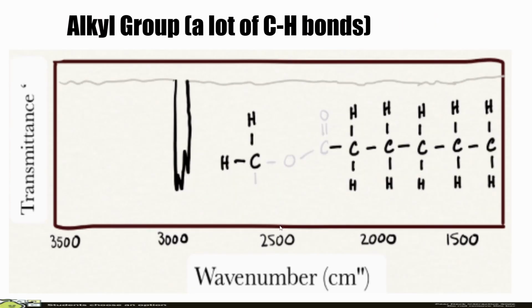Now there's an alkyl group. An alkyl group is just a bunch of CH, and this one, if you guys recognize from earlier we talked about in biomolecules, is in lipids. So you'll see this almost scratchy peak that comes up, and it's sitting right under 3000 or right around it. So that's where you're going to want to know that this is alkyl.